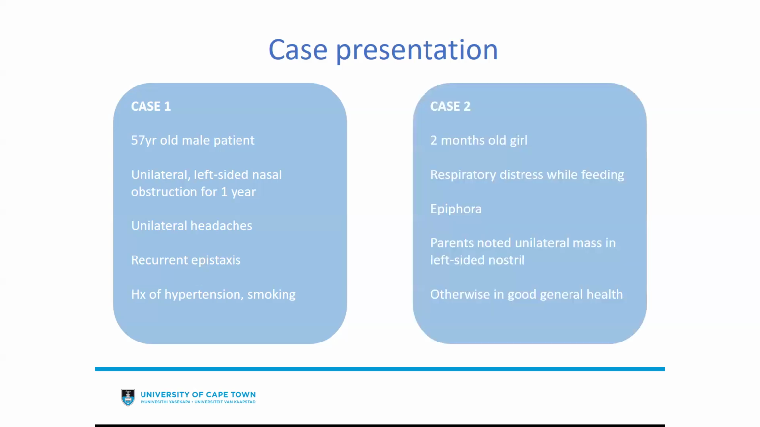The second case is a 2-month-old girl who has respiratory problems while feeding, as well as epiphora. The parents noted a unilateral mass in the left-sided nostril, but otherwise she's in good general health.